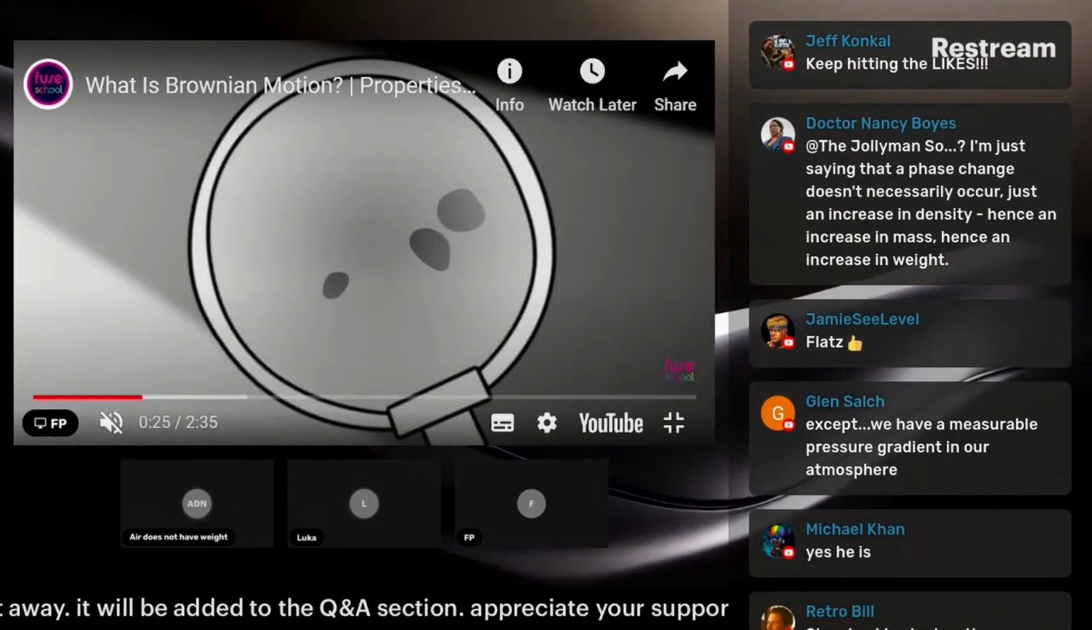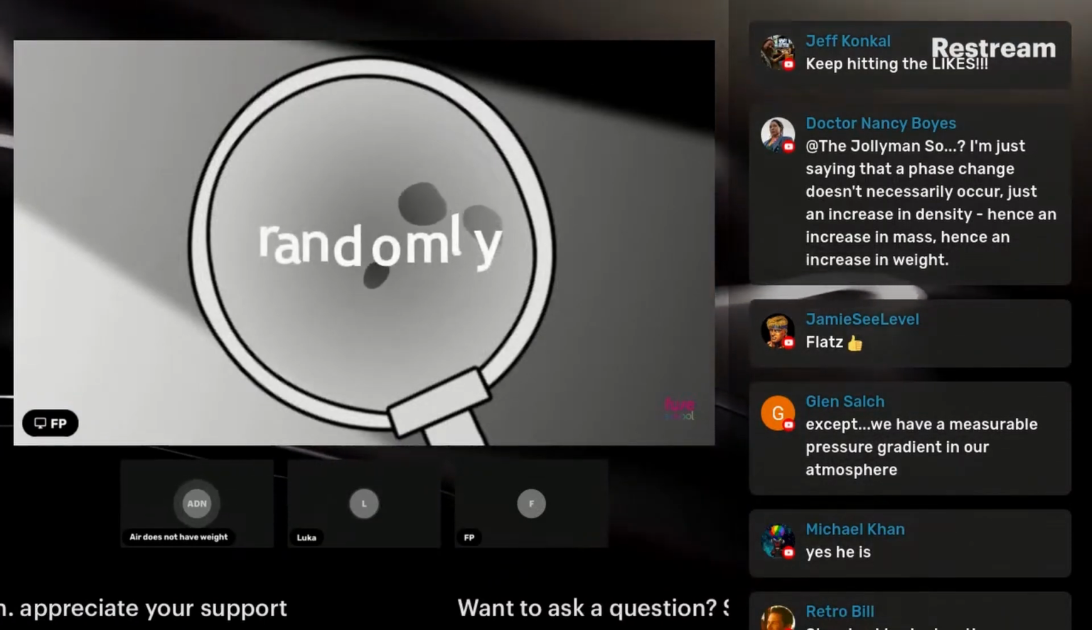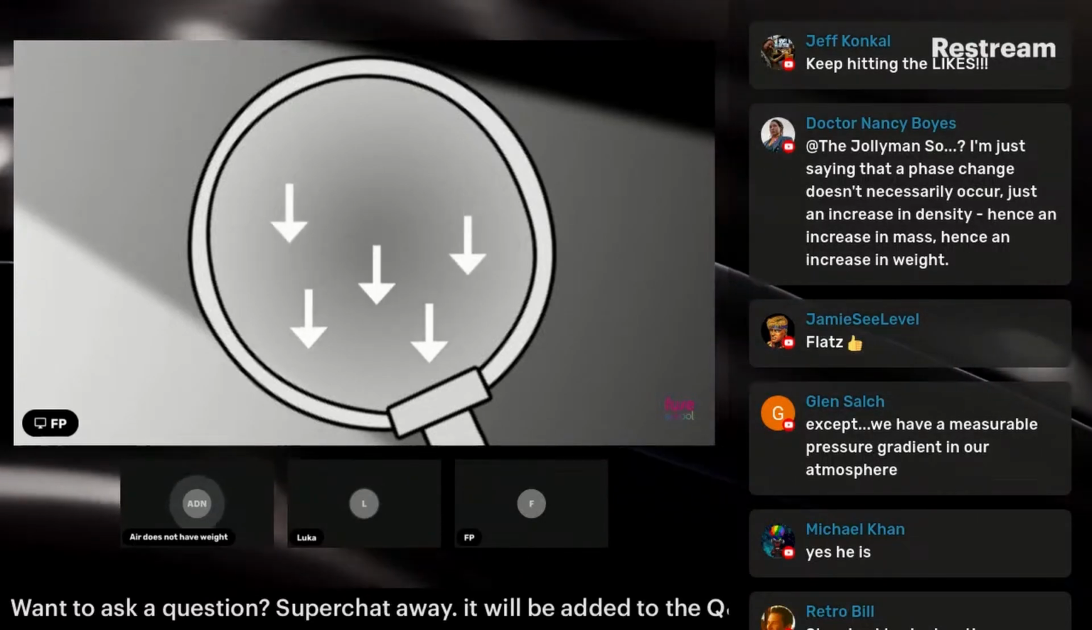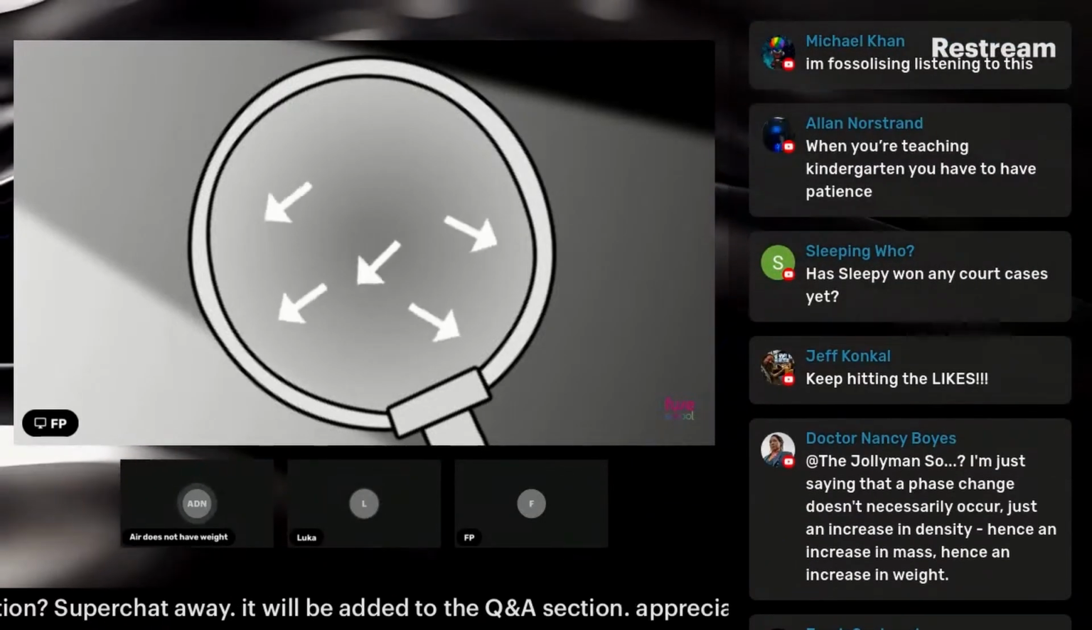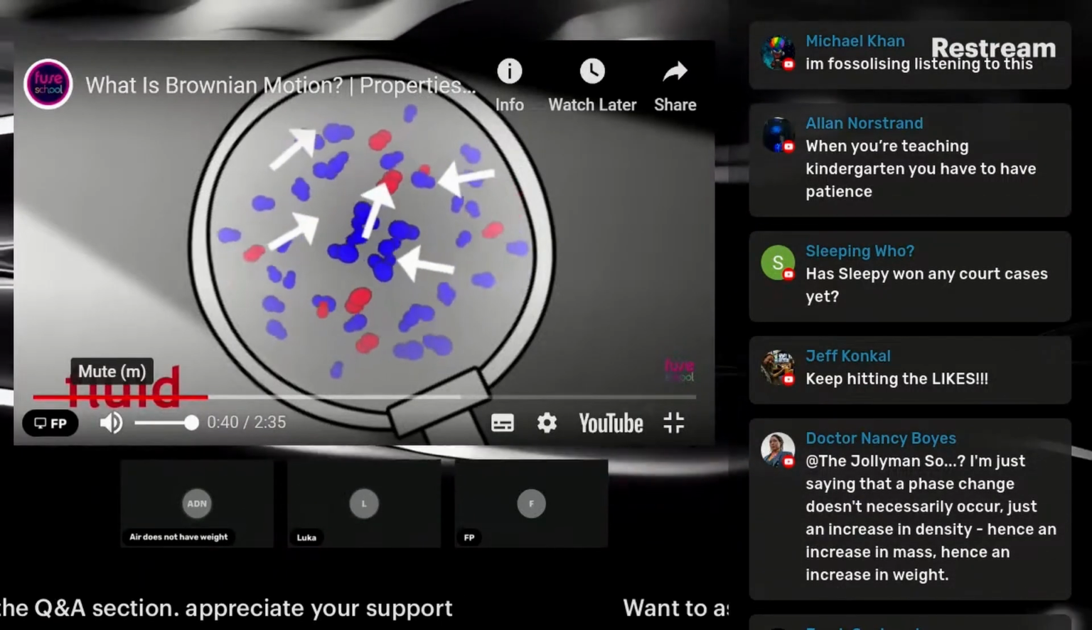He's going to show how these molecules in this example. Randomly. Not directional. Not down. It's showing how supported it's going to be by a fluid. In this case, that fluid is a gas.